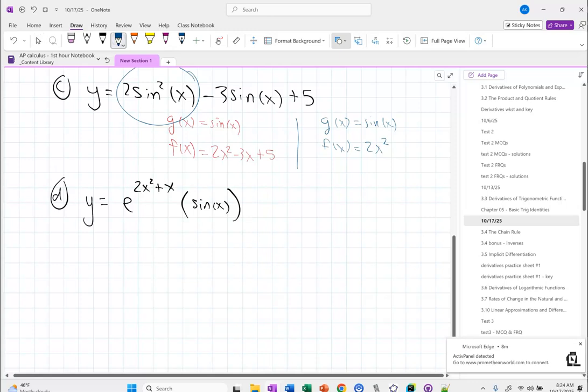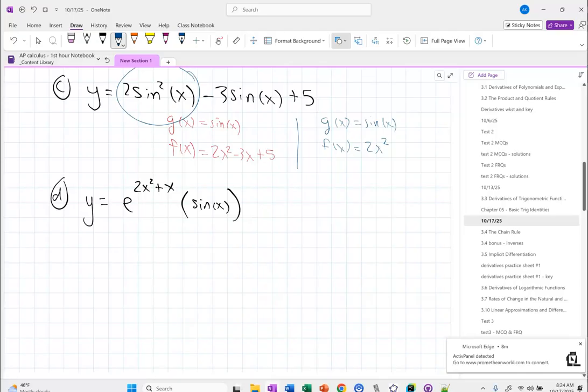So where's the composition? First. Good. That's our composition, right? That's one function smashed inside of another. The inner is 2x squared plus x, right? And the outer is e to the x.